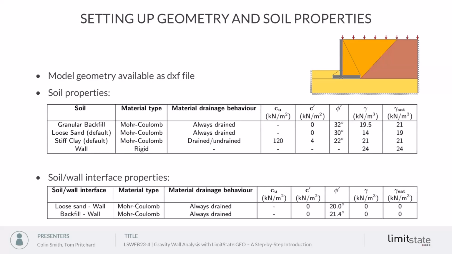Now, typically, when you shear on a wall interface, you get a lower resistance than in the soil itself. So here the soil wall properties are going to be taken as 2/3 of the adjacent soil material. So for example, the loose sand, which has an angle of friction of 30 degrees, we're going to take the interface friction of that material with the wall as 20 degrees, 2/3 of 30. And since this property only exists on the interface, unit weights are not relevant, so we're just going to set those as 0.